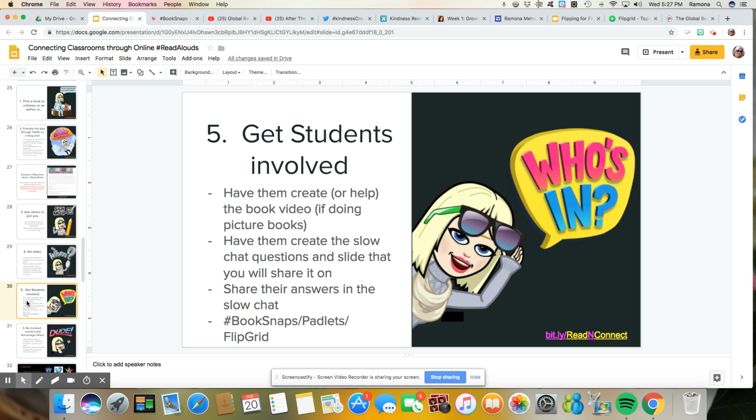Have them help you create those slow chat questions. What questions are we going to ask based on this book? And if they are tech savvy, have them create the slides that you're going to share, and talk about what you have to include on the slide. Remember to use the hashtag, and put your Twitter handle on so people can tag you. And then, when they are participating, share their answers in the slow chat. You can also do book snaps, Padlets, and Flipgrid.